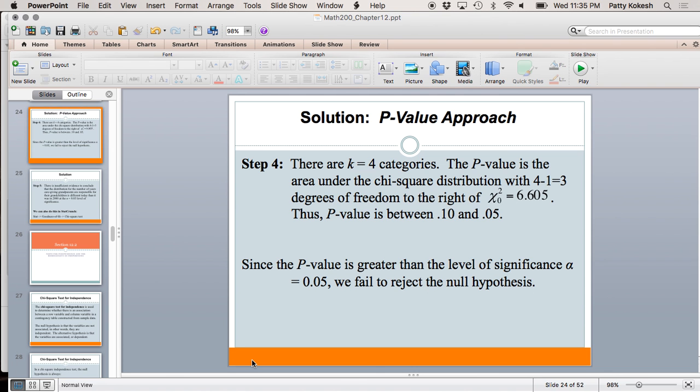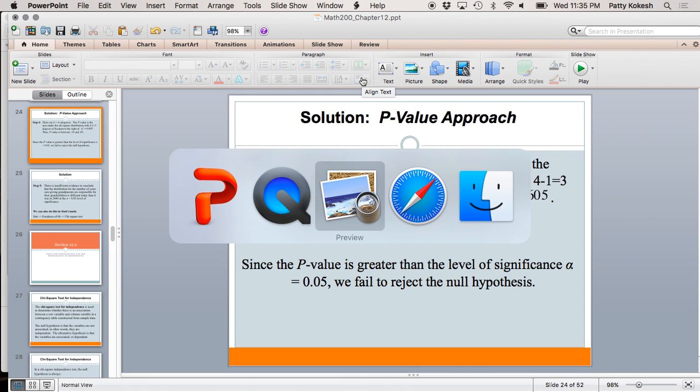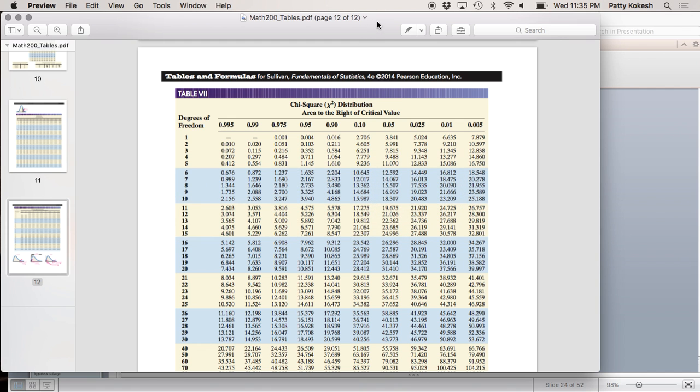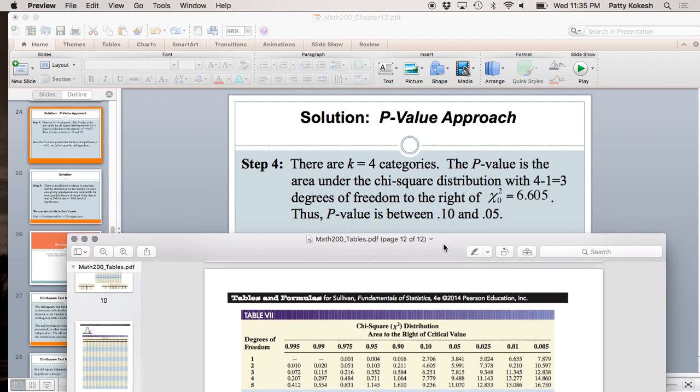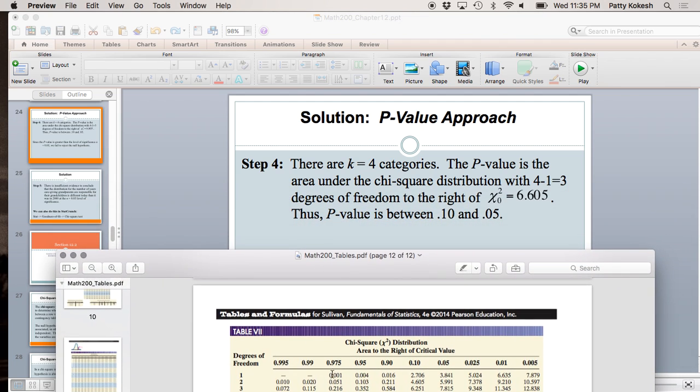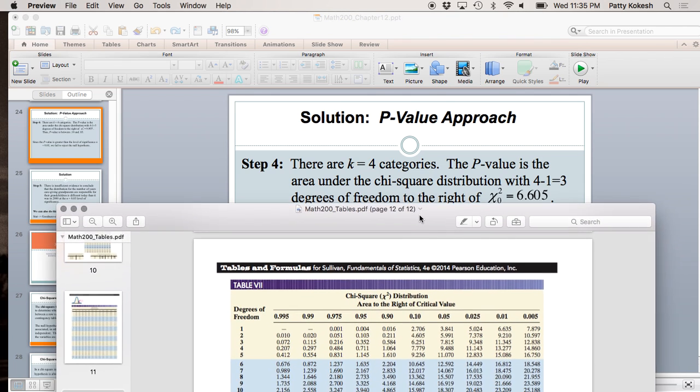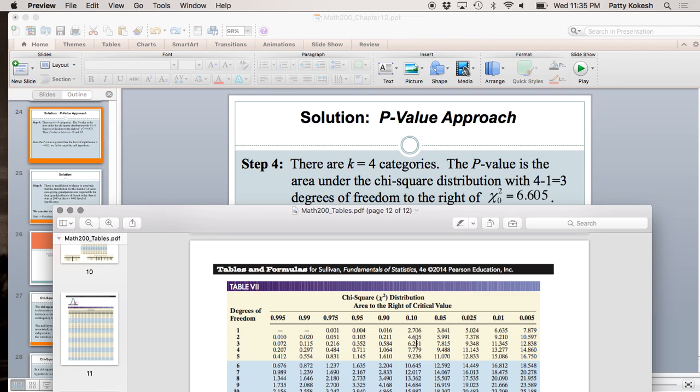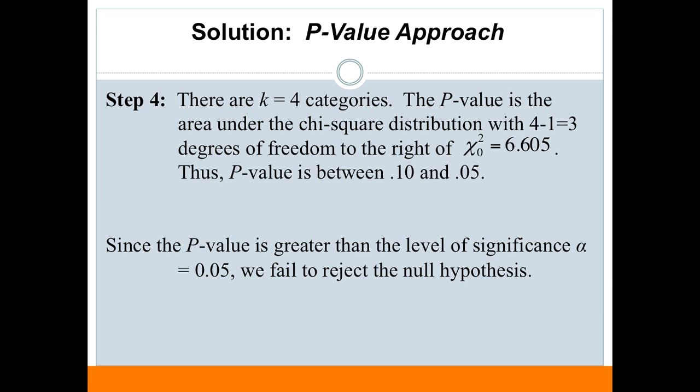So I'm going to minimize the PowerPoint for just a minute and pull up the chi-squared distribution here on my tables. I want 3 degrees of freedom, so I'm just going to move that to the bottom of my page so I just see 3 degrees of freedom down here. I'm looking for the value 6.605. Now, chances are it's not actually going to be on my table at all, so I'm going to have to look for some kind of bounds. 6.605 is between these 2 values right here. So that means that the bounds on my p-value are going to be between 0.10 and 0.05. So I know that my p-value is somewhere between these values. It's not going to be exactly 0.05 because this value is not exactly on my table.